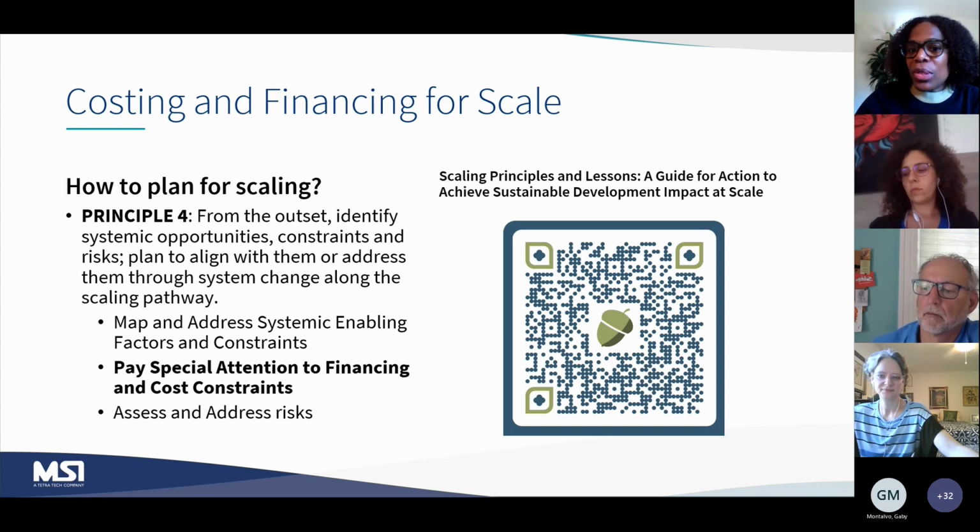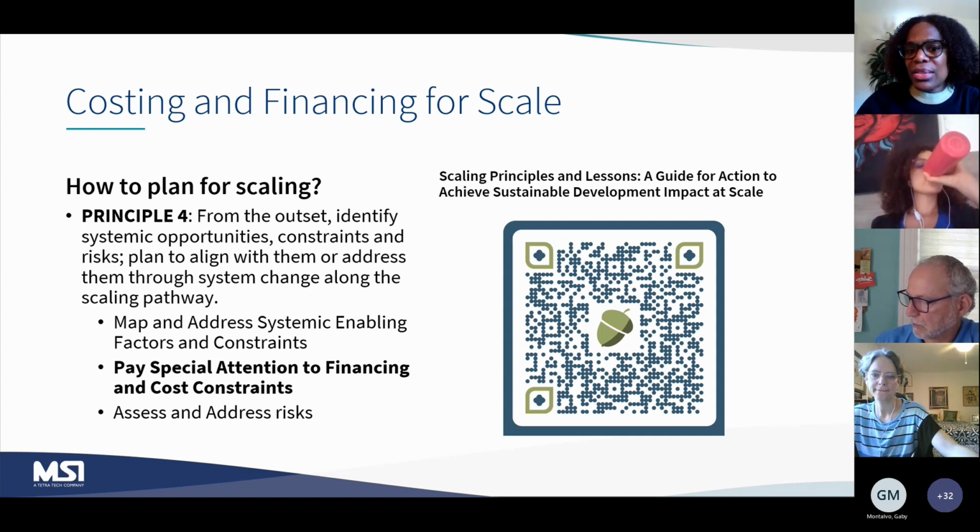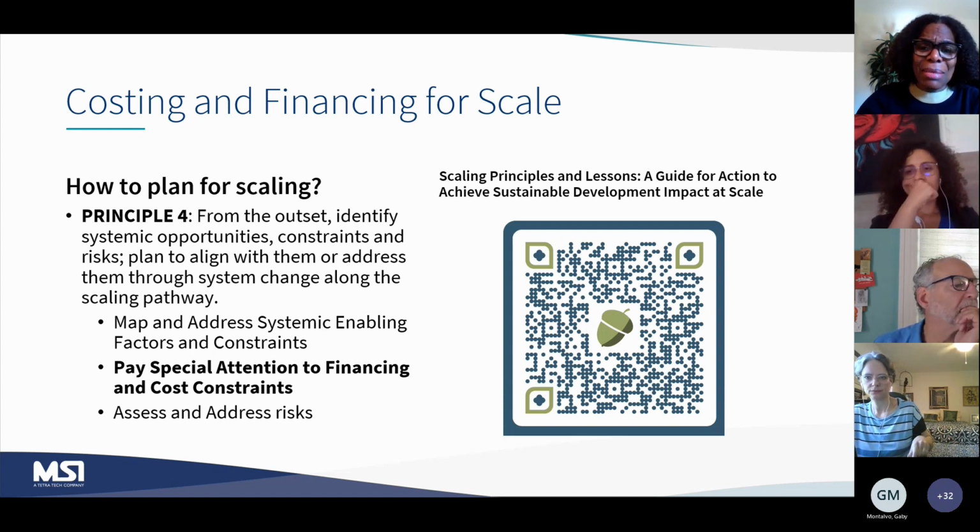Our webinar today will address Principle 4, which focuses on identifying systemic opportunities, constraints, and risk to scaling up. The guidance points to the need to pay heed to three aspects of the context or the system in which planning for scale takes place. Number one is systemic constraints and opportunities in general. Second is financial constraints in particular, which we will be discussing today.